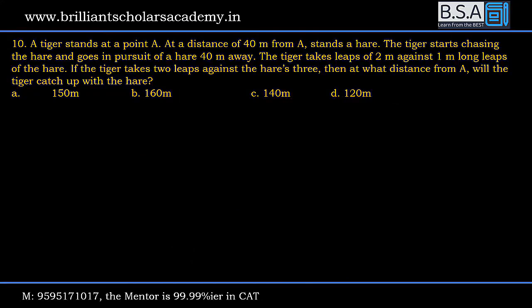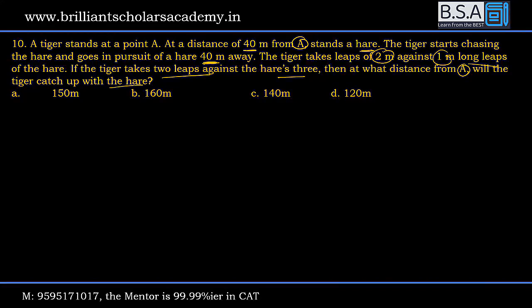A tiger stands at a point A. At a distance of 40 meters from A, stands a hare. The tiger starts chasing the hare, goes in pursuit of the hare at 40 meters away. The tiger takes leaps of 2 meters against 1 meter long leaps of the hare. If the tiger takes two leaps against the hare's 3 leaps, then at what distance from A will the tiger catch up with the hare?